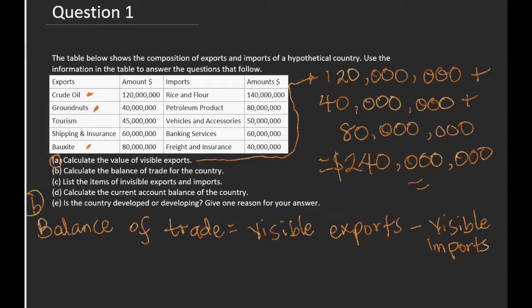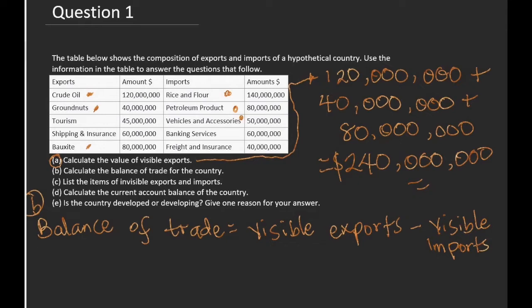What about the visible imports? The visible imports are rice and flour, petroleum products, vehicles, and accessories. Three of them make up the visible imports. Now, if you sum the values of the three of them, that's 140 million plus 80 million plus 40 million, which is going to give you the visible imports, 270 million.